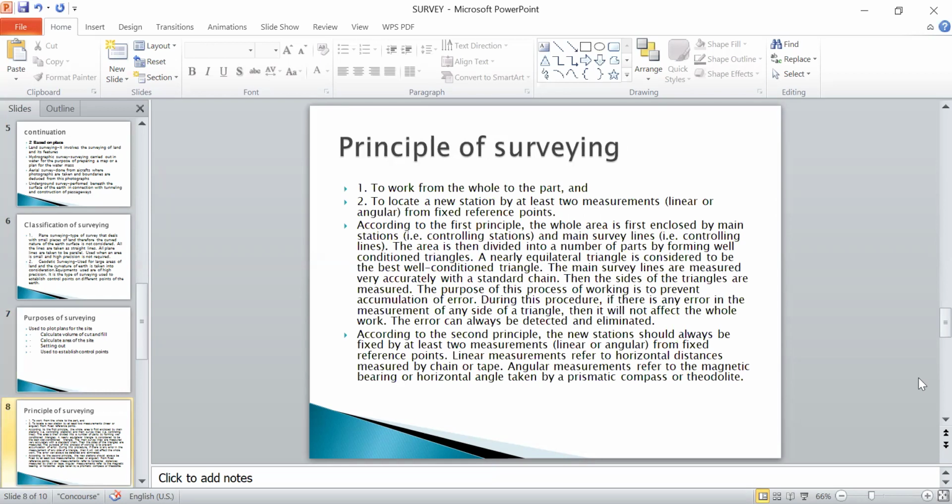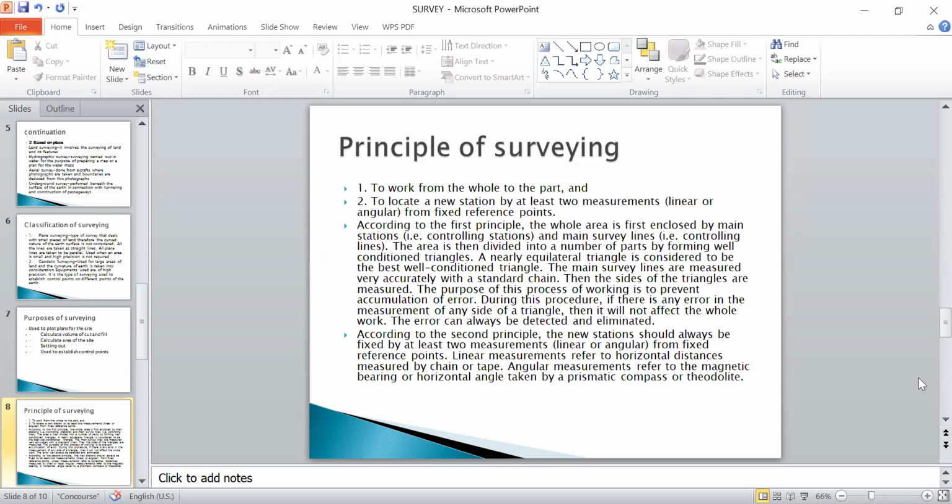We go to the principles of surveying. Number 1 is to work from whole to part. And what does this mean? This is whereby the given area is divided into a number of parts. When you divide this area into a number of parts, they form triangles. So that is all what we meant by triangulation.